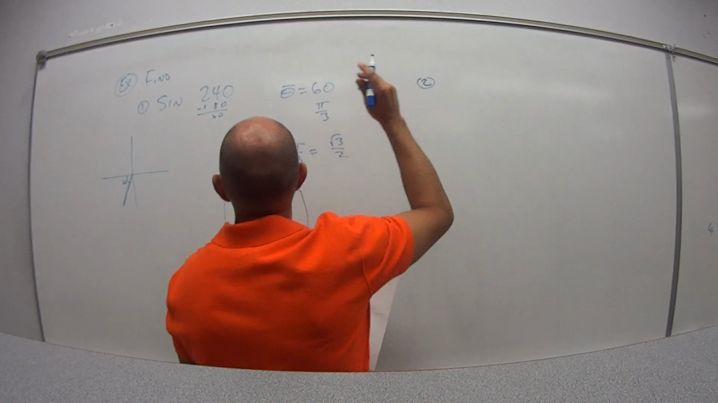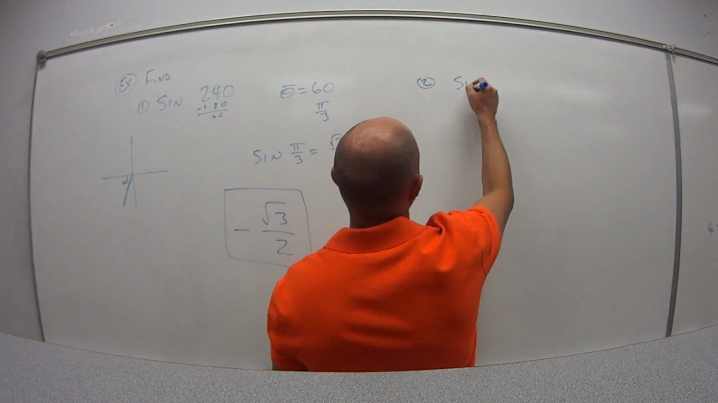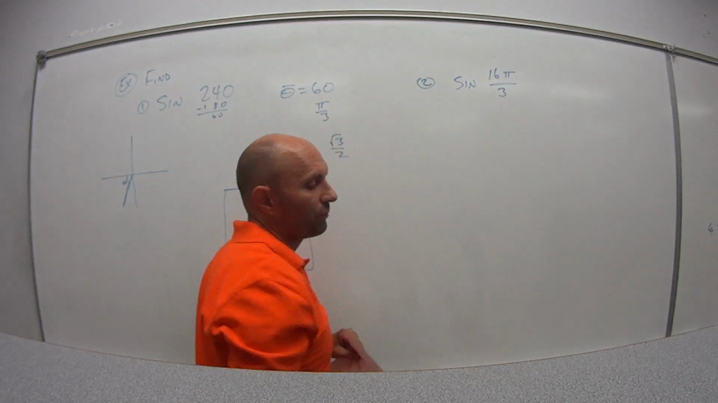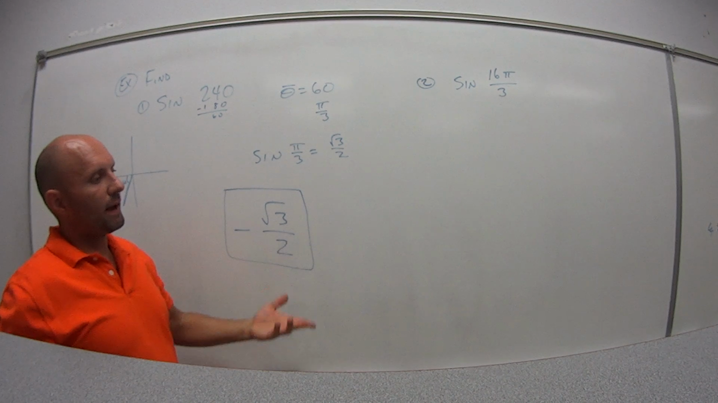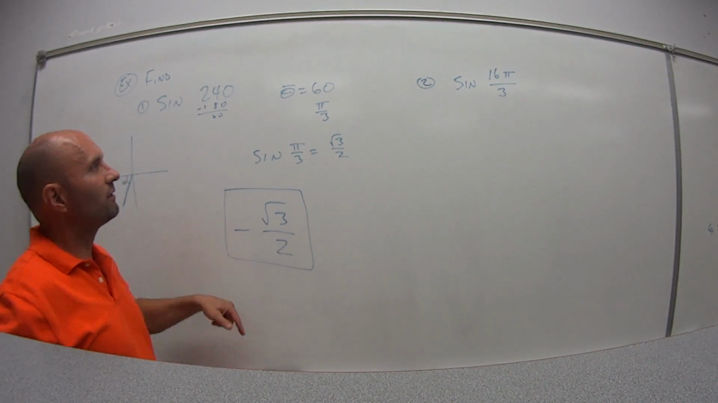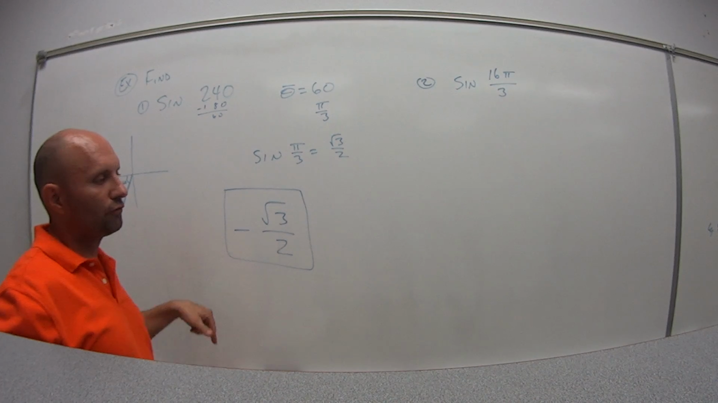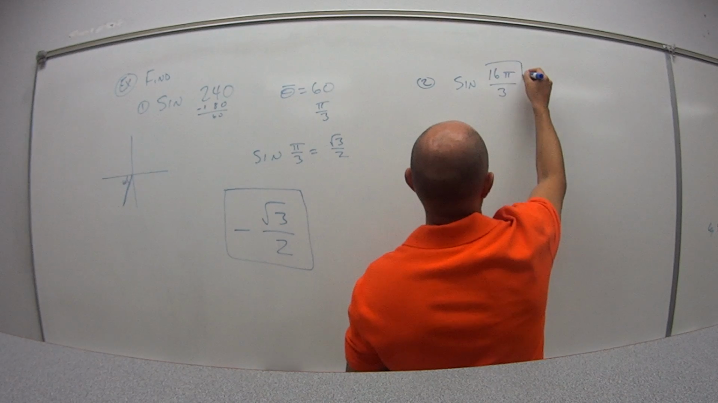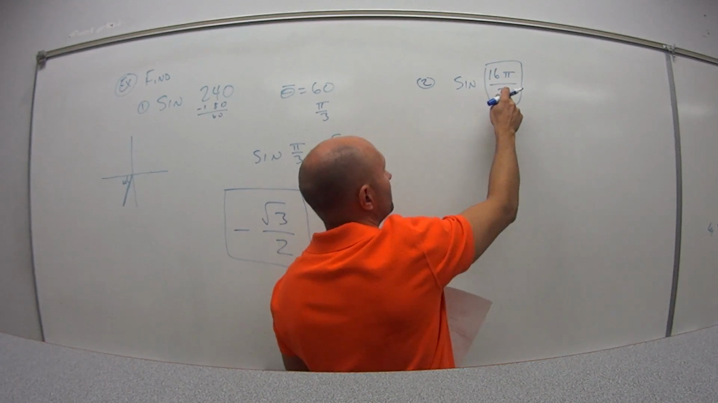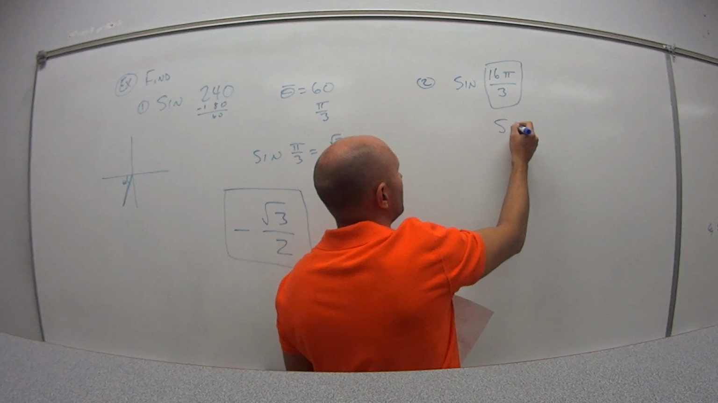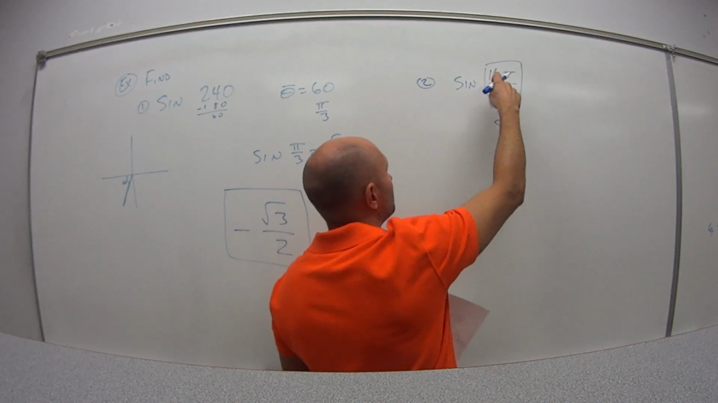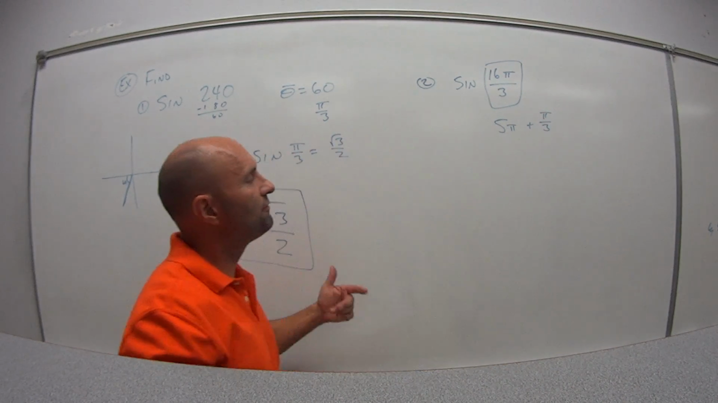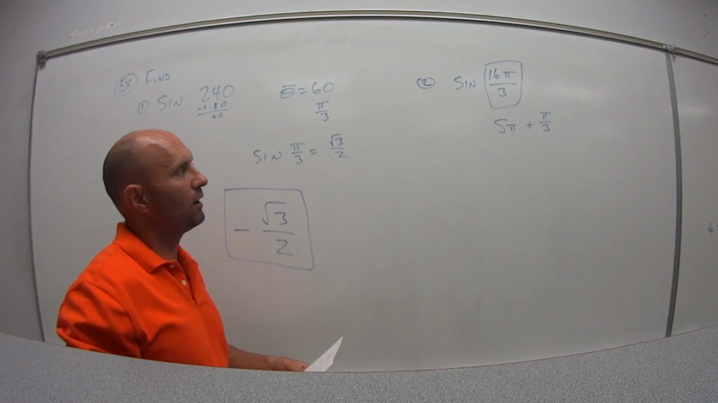All right, what if we have the following example? We want to find sine of 16 pi over 3. So this is one like back in chapter 5, where 16 pi over 3, we're going around the circle quite a few times. In fact, if we want to change this guy, 16 pi over 3, if we divide 16 by 3, that gives us 5. So we get 5 pi. That's 15, so there's 1 left over. So this is really 5 pi plus pi over 3.